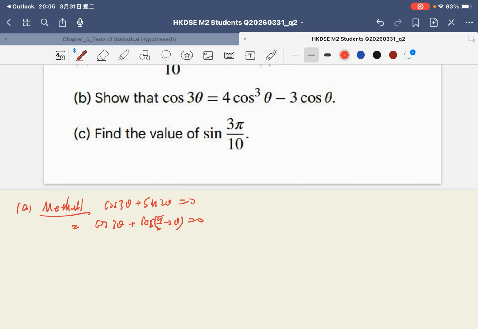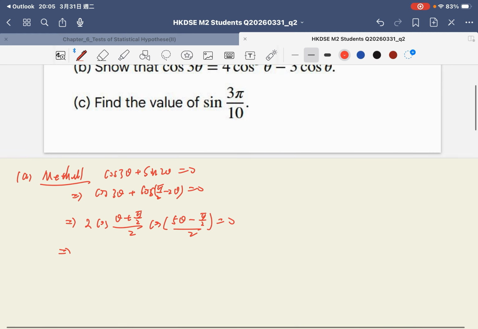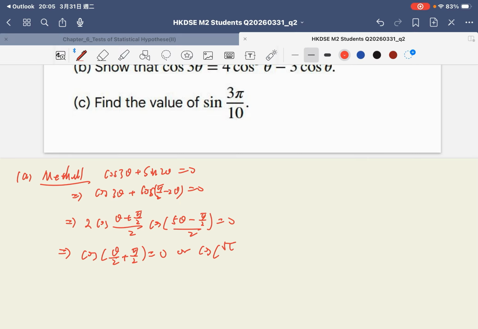By using the sum to product formula, we have 2 cosine of the half-sum of the two angles, (θ plus π over 2) over 2, times cosine of the half-difference, which is (5θ minus π over 2) over 2. Therefore, we have cosine (θ over 2 plus π over 4) equal to 0, or cosine (5θ over 2 minus π over 4) equal to 0.